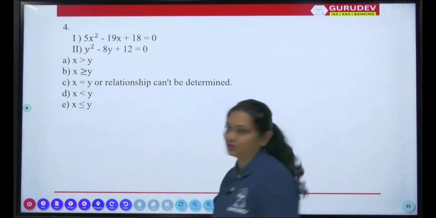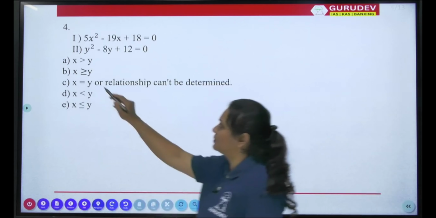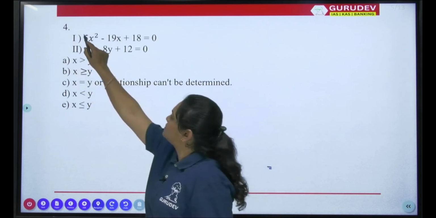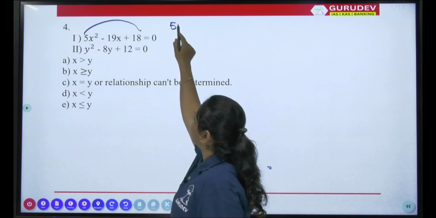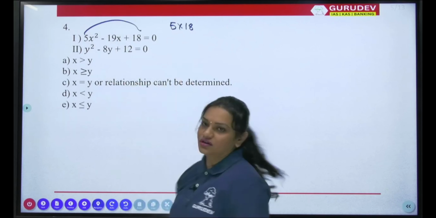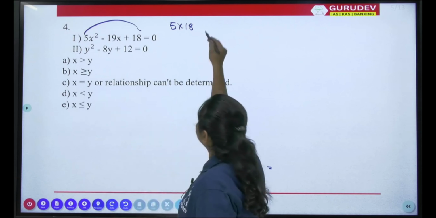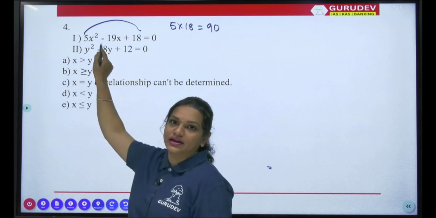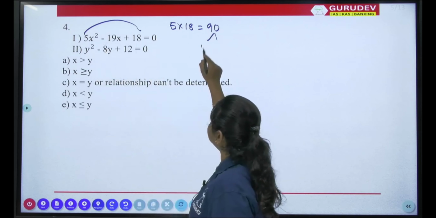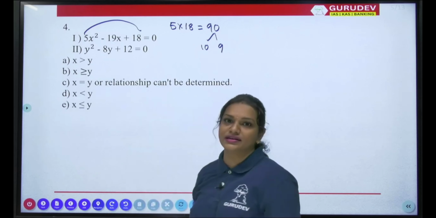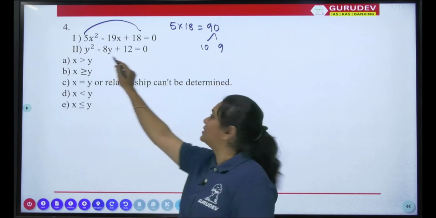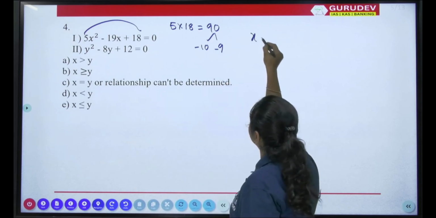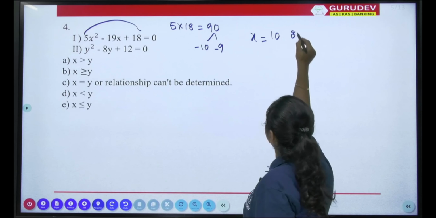Question number 4. Again, the equation has the coefficient of x square, which is 5. Yes. So multiply this 5 and 18. If I multiply 5 and 18, I will be getting the product as 90. Yes, I should get 19 when adding, right? So it is possible only with the numbers 10 and 9. So 10 9s are 90. And I will need here minus 19. So it is minus 10 minus 9. Right? So the roots of x will be 10 or 9.